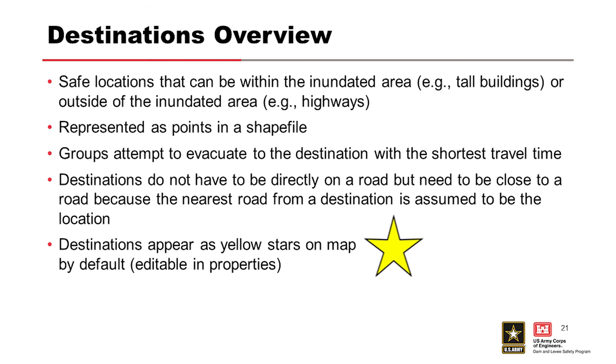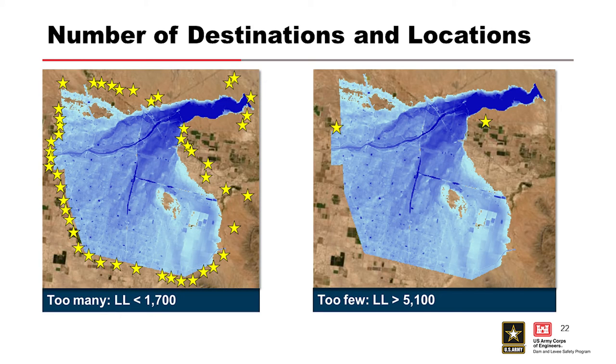Local EMAs, emergency management agencies, can be a good resource to determine likely destinations that would be used during an emergency or places where they expect they direct people to evacuate to. This shows the number of destinations and locations, too many and too few.